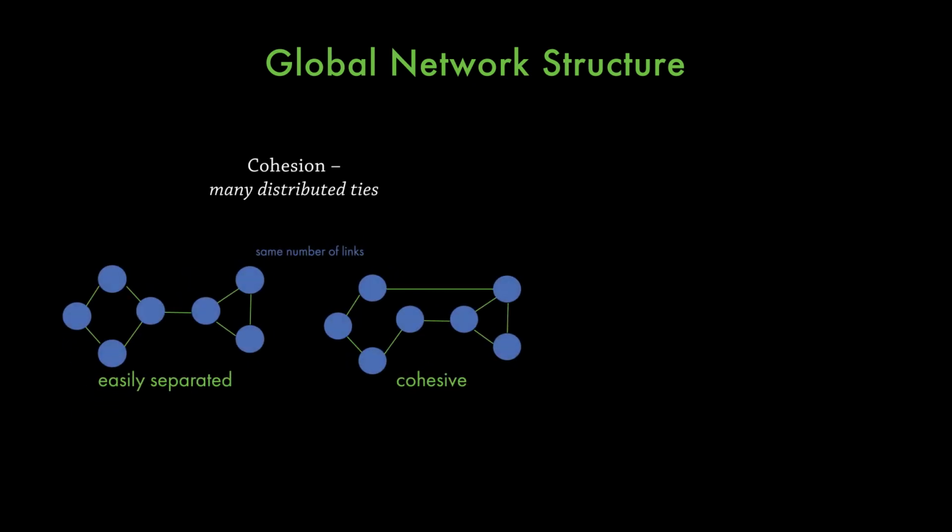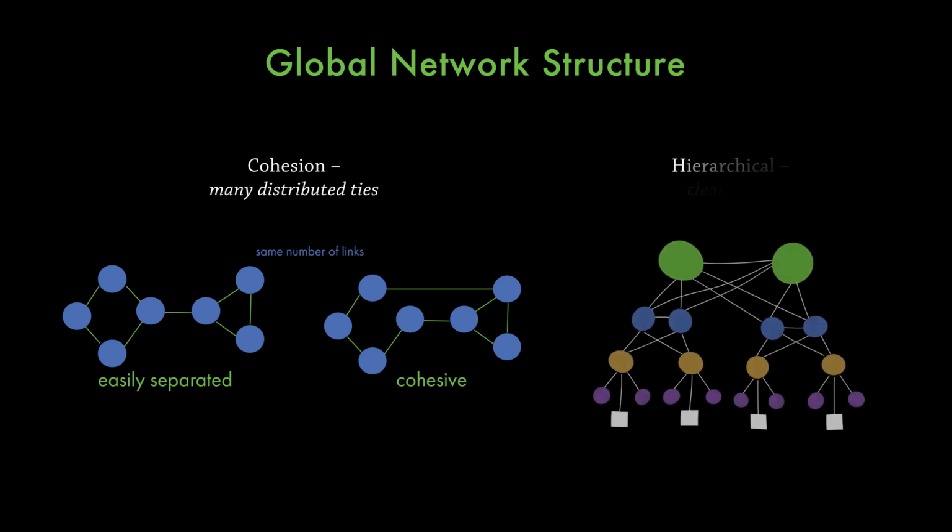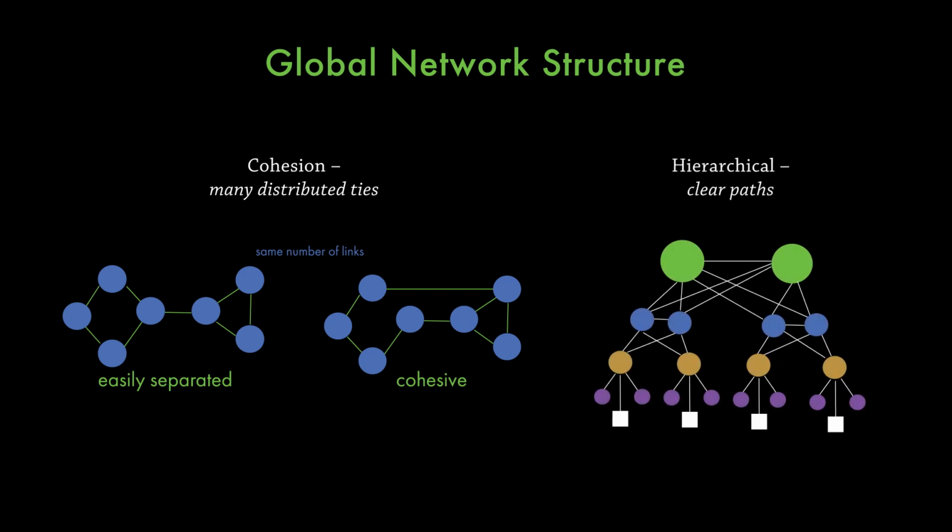Many network measures can be applied at the level of a whole network. For example, cohesive networks have many ties that are widely distributed. These networks are hard to separate. Here's a very different network that looks more like a flowchart. This is a hierarchical network, where there are clear paths of connections.